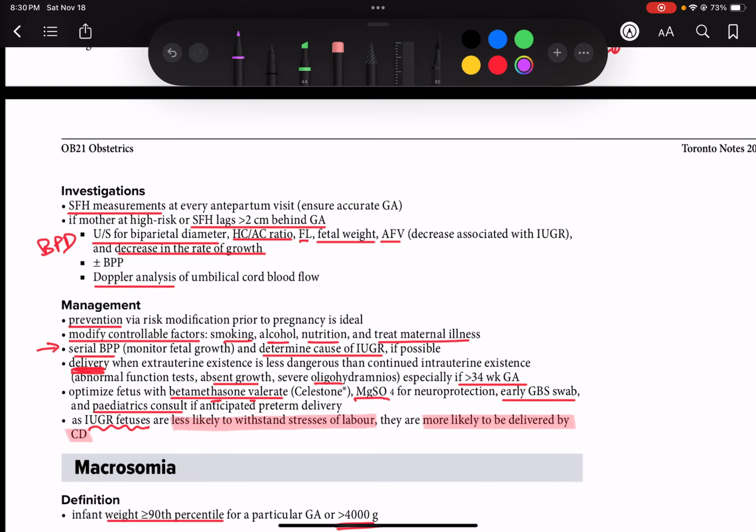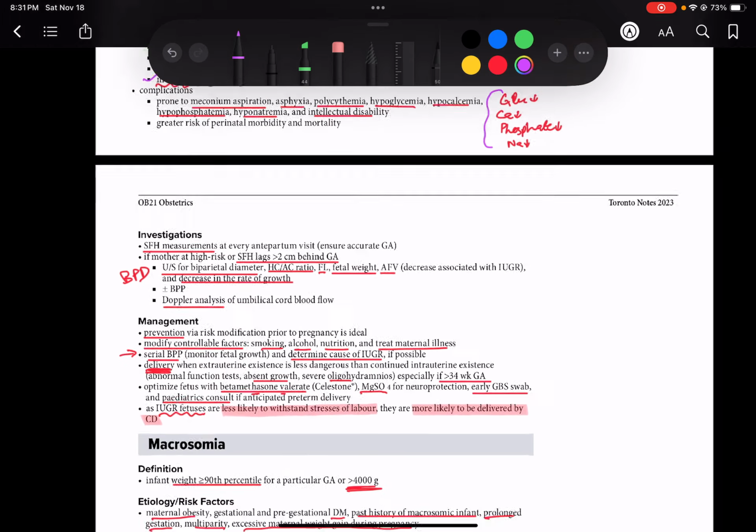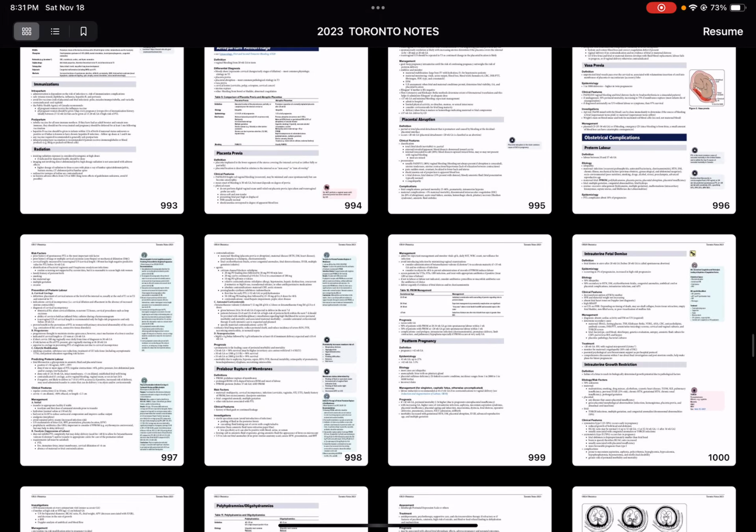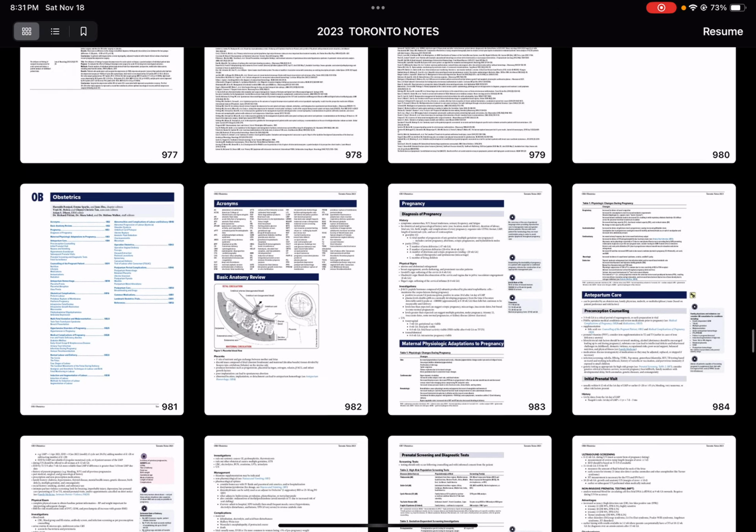How would you investigate? Symphysiofundal height measurements at every antepartum visit, which you already do. If they're lagging behind by more than 2 centimeters, then the mother is at high risk. Symphysiofundal height is non-invasive. It should be done at every antepartum visit. After that, if they are lagging behind the gestational age, I believe after 20 weeks of gestational age, it should be at the umbilicus, and after that around 2 centimeters respective to the gestational age.